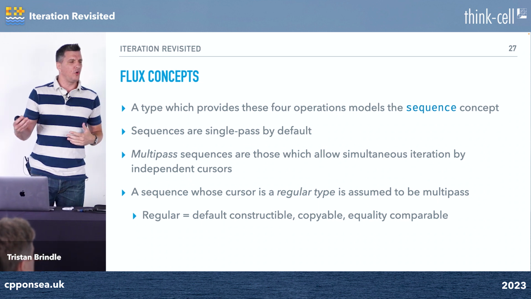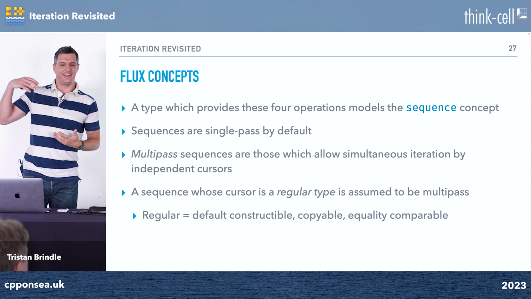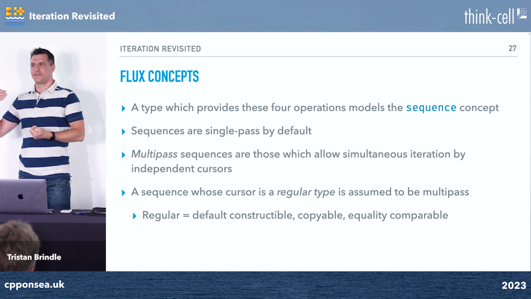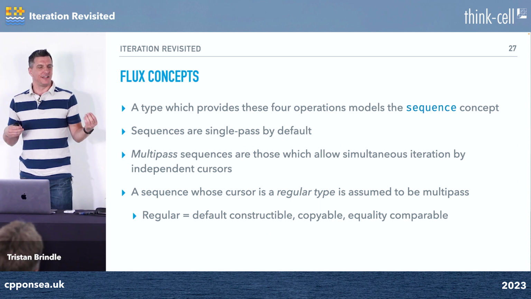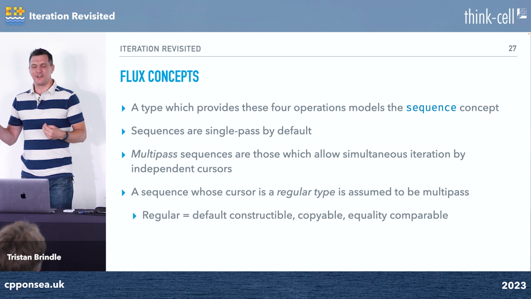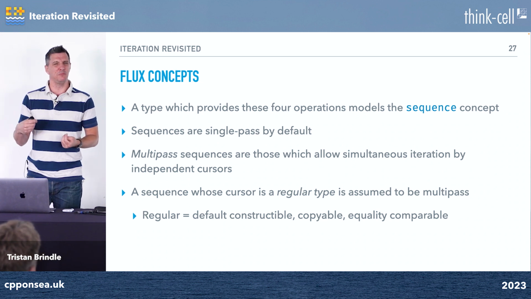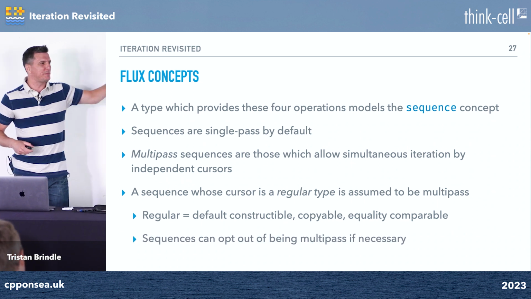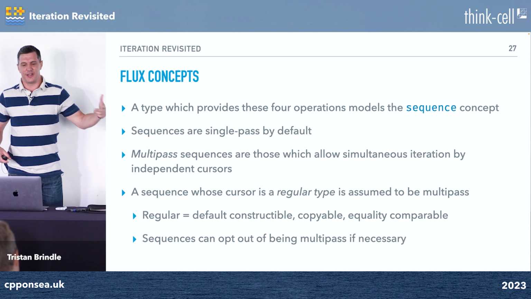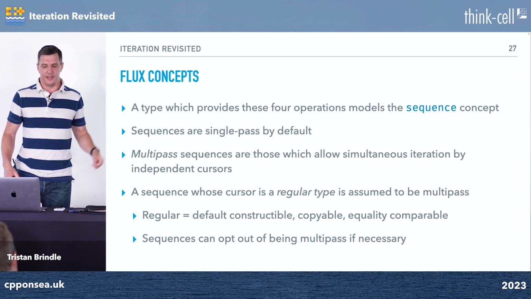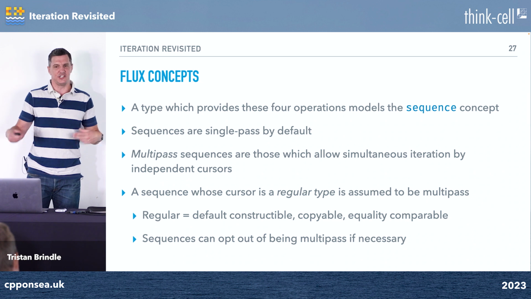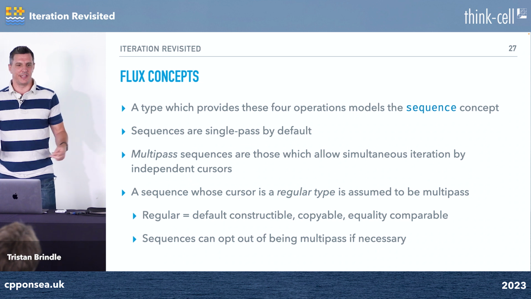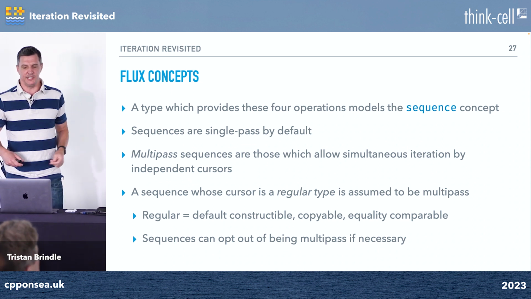So in almost all cases, cursors for single-pass sequences should be move only, right? If they are copyable, that's a very questionable decision. However, I wasn't really comfortable with requiring something to be move only. Requiring something to be non-copyable just seems really strange. So there is an opt-out. If for some reason you have a single-pass sequence but the cursors are copyable, then you can opt out and say, no, I'm not multi-pass. But it turns out that if you do things the intended way and you make your single-pass cursors move only, then you don't really need this.